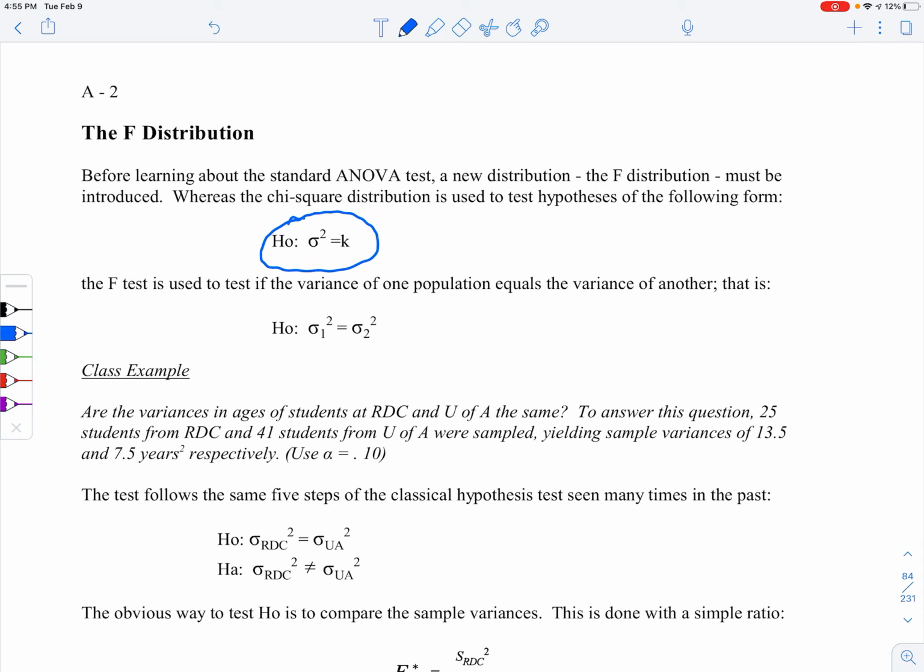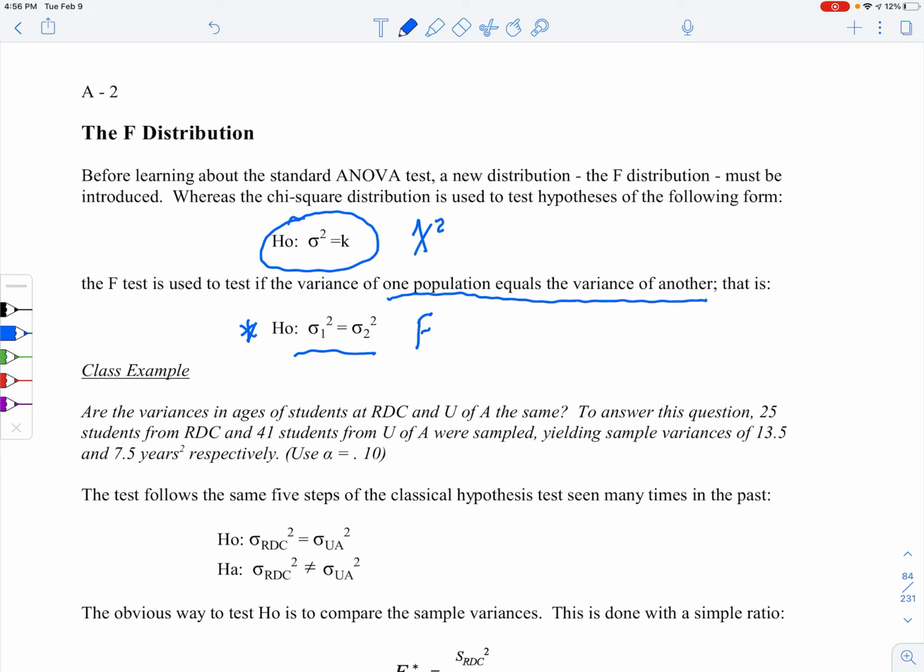In an F test, what we're doing is comparing 2 variances. So it's used to test if the variance of one population equals the variance of another. In this particular one, we use a chi-square test. In this one, we use an F test. And an F test is really just a ratio of chi-square distributions. You don't have to remember that, but that's where it comes from mathematically.